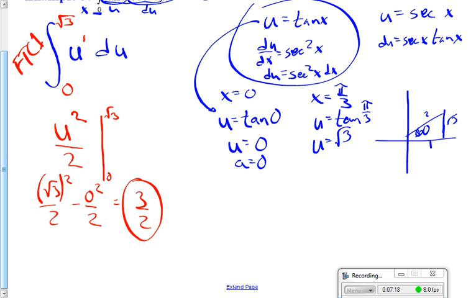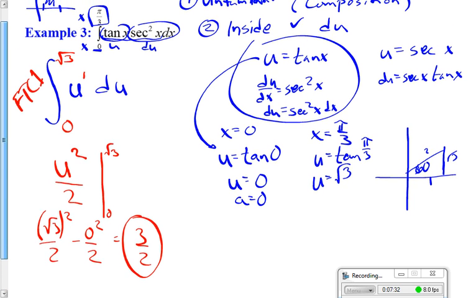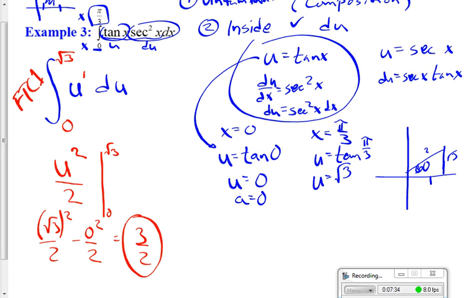Okay? One big difference between an indefinite integral and a definite integral is what we just did. A definite integral will always give you a numerical answer. An indefinite integral will give you a function as the answer. Question? Yeah, scrolling up. Is that what you want there? Okay.